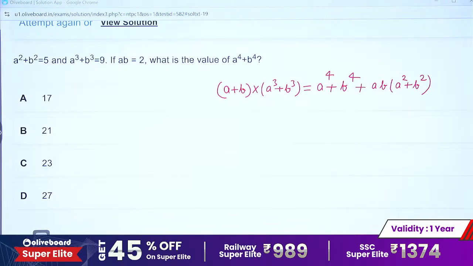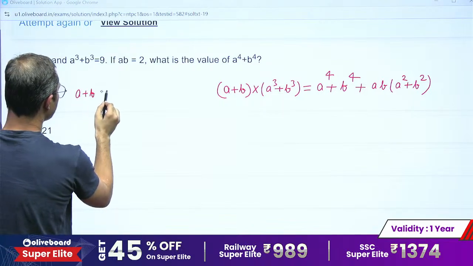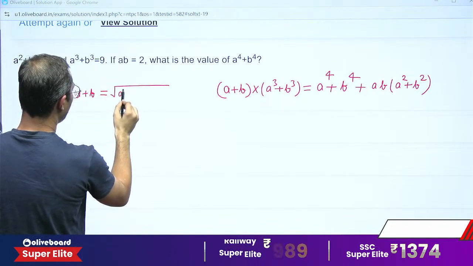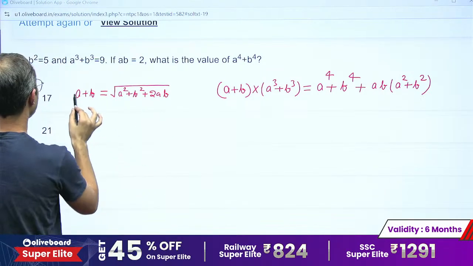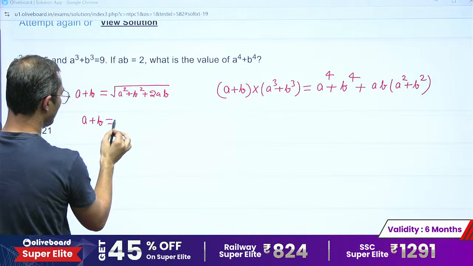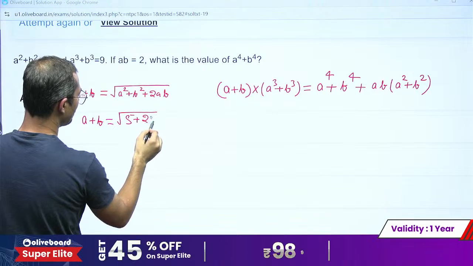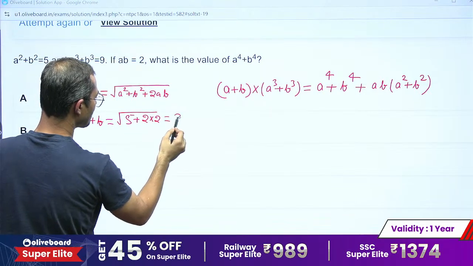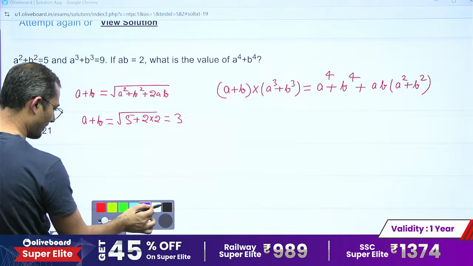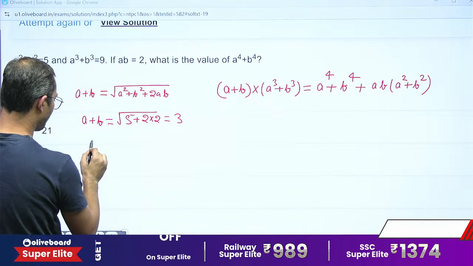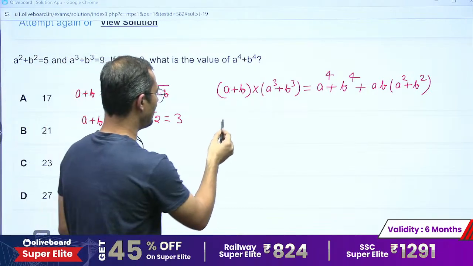Is this clear? Here we know A square plus B square. So we can say that A plus B is equal to root of A square plus B square plus 2AB. I think this is very much clear. A square plus B square is 5, AB is 2. So the square root of 9 is 3. So A plus B is going to be 3.